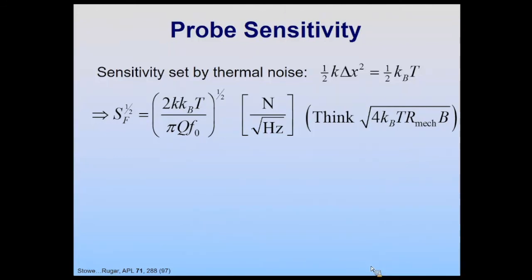And in terms of thinking about this, if you're used to thinking about Johnson noise, and you're wondering why does it go like 1 over the square root of hertz, it's the same reason that Johnson noise does, except it's a mechanical resistance instead of an electrical resistance that you have in Johnson noise. So what does that mean practically?